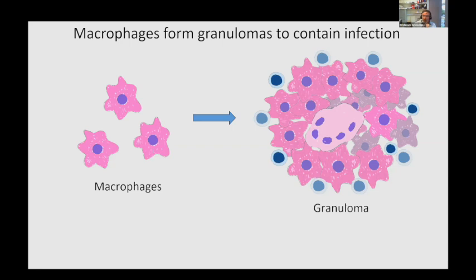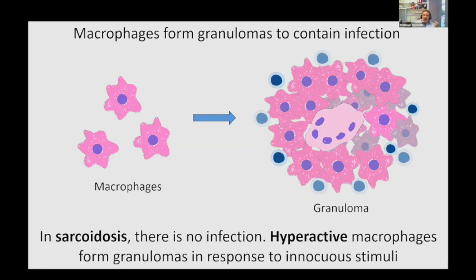But we heard earlier from our case presentation that in sarcoidosis, there is no infection, and yet patients with sarcoidosis form these granulomas in the tissues. And we now understand that the reason that this happens is that these macrophages, and indeed the monocytes in the blood from which they are derived, are hyperactive. They are responding in an exaggerated fashion as if there's some infection there, but there is no infection.